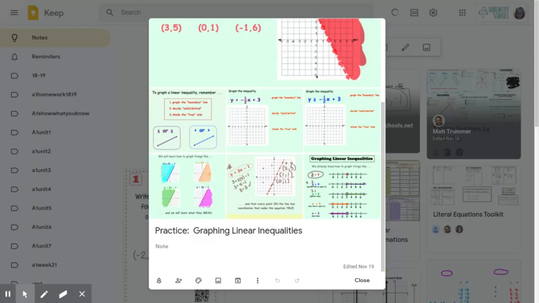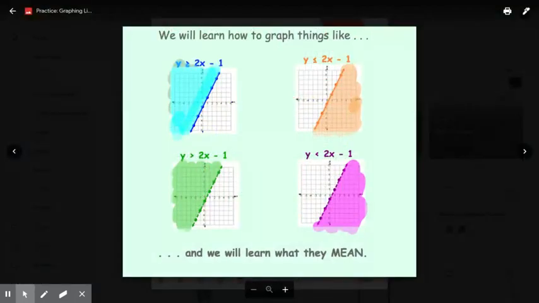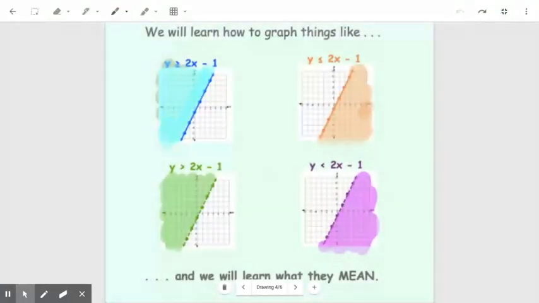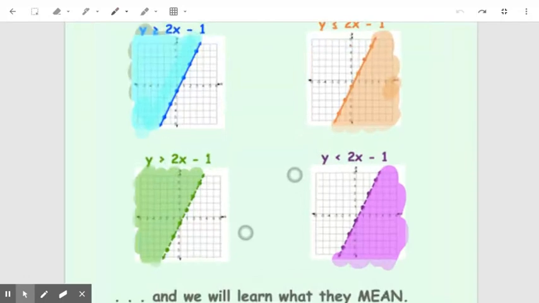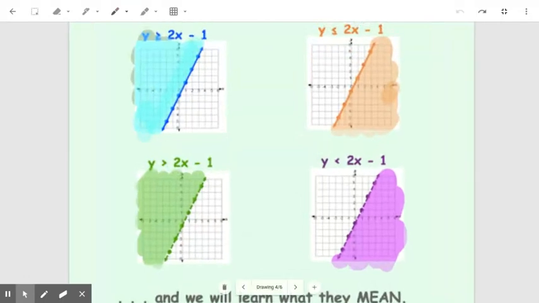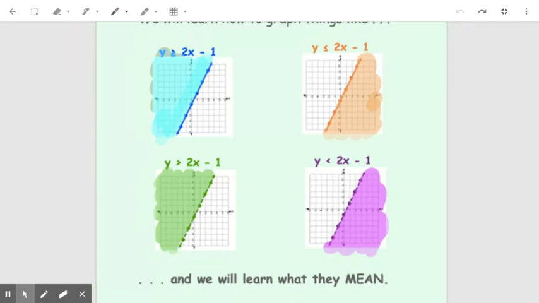So what we're going to do is learn how to graph things that look like this. Notice they're very similar. They all have the y and the 2x minus 1, but some of them have greater thans, less thans, greater than or equal to's, and the graphs all have a line, solid or dotted, along with shading. So we're going to talk about how you do that and also what these graphs mean.